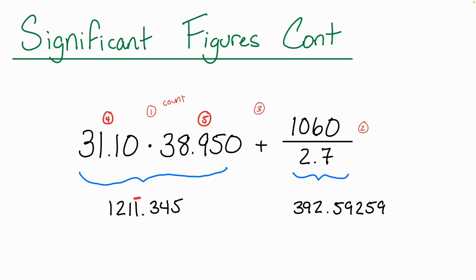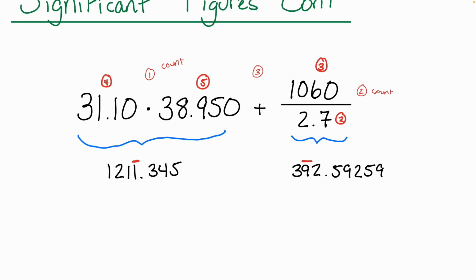This is another counting rule here, right? So I need to pay attention to the number of sig figs in each of my inputs. How many sig figs are there in that 1060 number? There's only 3. Why doesn't that last 0 count? No decimal in the number. And then 2.7, all non-zero, so that just has 2. So that means I need to mark my second sig fig in this number here. All right, so now I can move on to the addition portion.